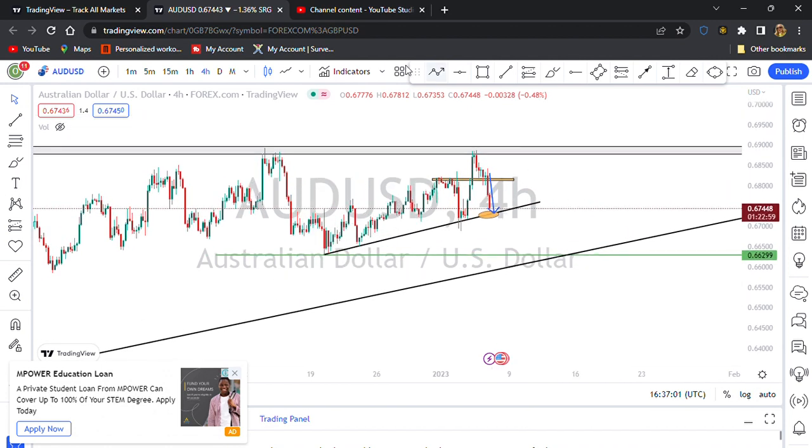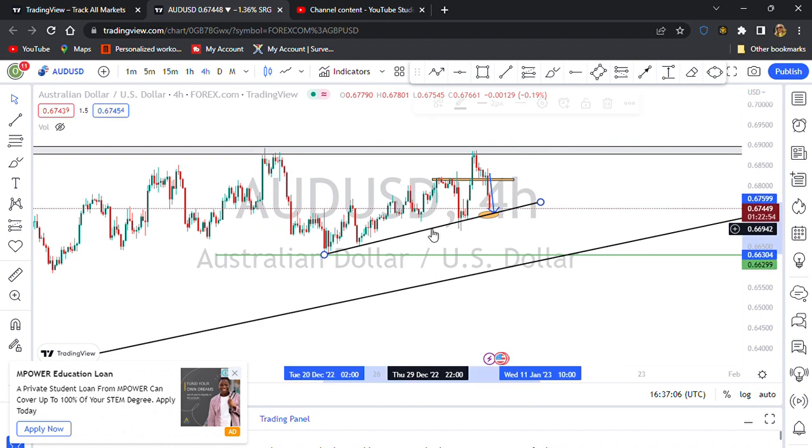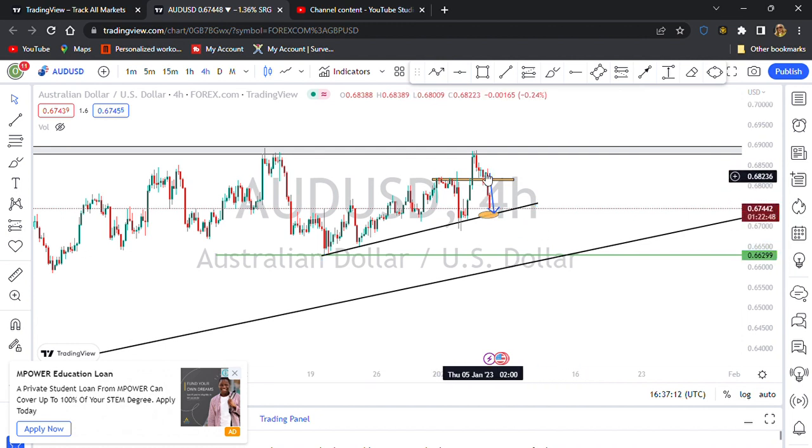So knowing that we have our support over here, I was waiting for price to drop from this zone to hit it, because I knew that price was under this resistance. So when price broke, I entered my sells over here, and then I was looking for price to come into this orange or yellow box over here.